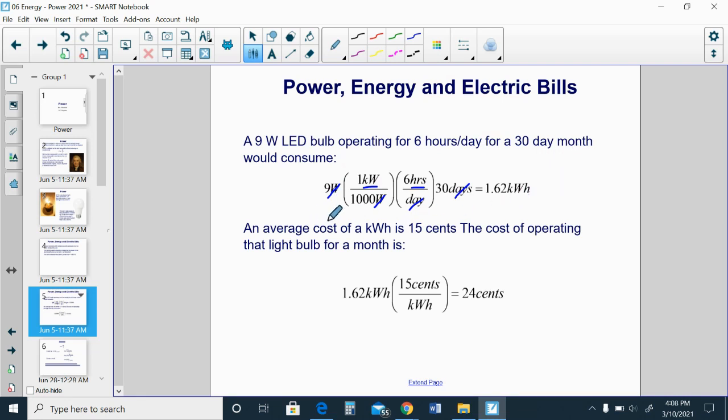Now, let's assume that the average cost of a kilowatt hour from the power company is 15 cents. So you have 1.62 kilowatt hours times 15 cents per kilowatt hour gives you about 24 cents to operate that one light bulb for a month. Now, with the incandescent bulb, it would be a bit more than that. And then you have multiple light bulbs in your house, so you can see that it could add up over the course of a month. So significant savings with this LED technology versus incandescent.